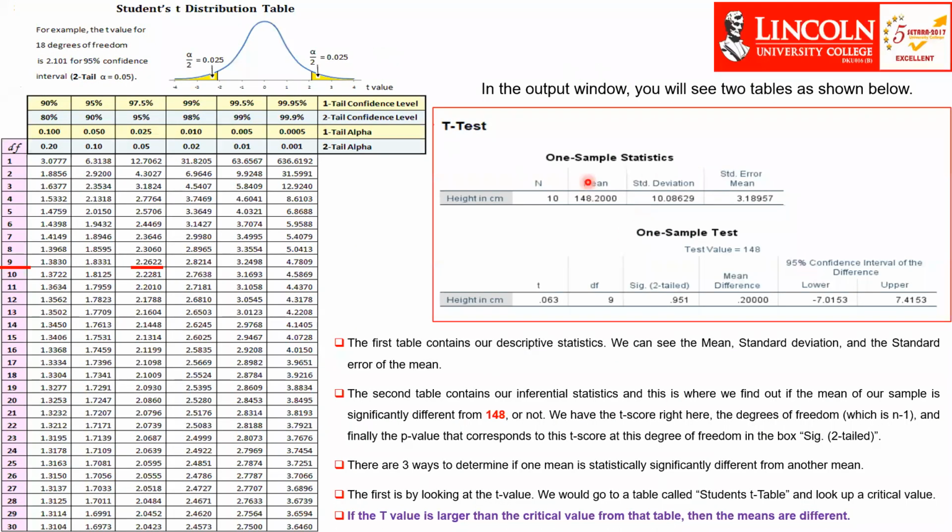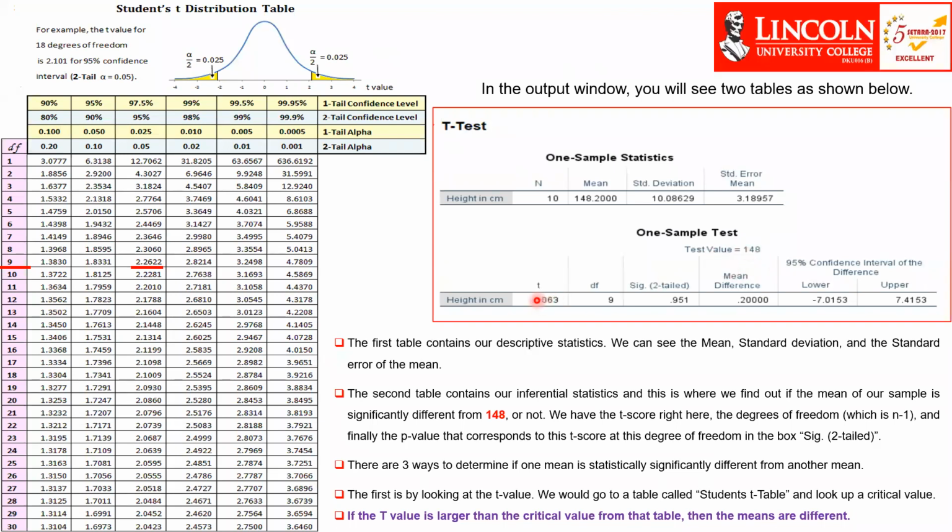So the first table contains our descriptive statistics. We can see the mean, which is 148.2000. We have the standard deviation for this particular variable, which is height, which is 10.08629. And we have the standard error of the mean just here. We also have another table next to it, which contains our inferential statistics. This is where we find out if the mean of our sample is significantly different from our test value of 148 or not.